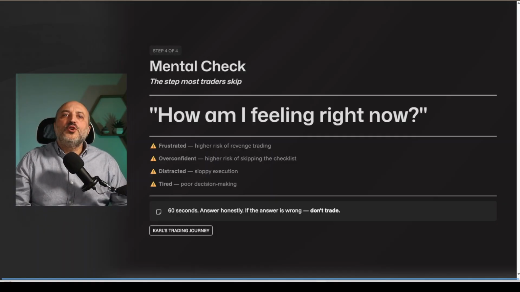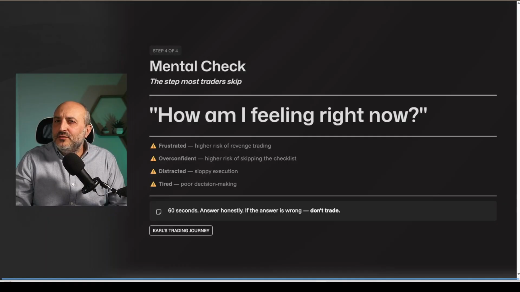Here's the truth: your emotional state going into the session will show up in your trading whether you acknowledge it or not. The only question is whether you're aware of it. If I'm frustrated from yesterday, I have a higher risk of revenge trading. Overconfident from a win, higher risk of skipping the checklist. Distracted, sloppy execution. Knowing this doesn't automatically fix it, but it makes it conscious. And a conscious risk is one I can manage. An unconscious risk manages me.